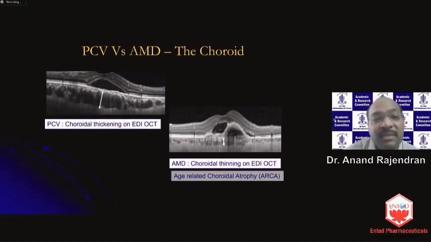The choroid in PCV is invariably thickened, whereas in AMD there's degeneration or thinning, and in fact there's a term called age-related choroidal atrophy. So you look at the choroid and you can make this out too.